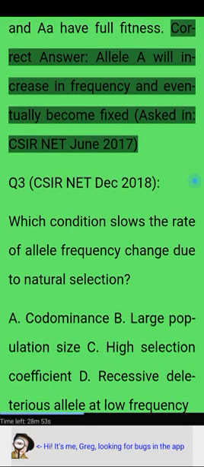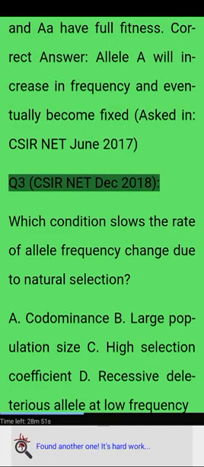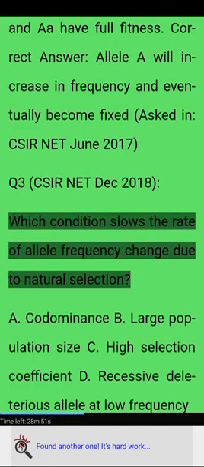Correct answer. Allele will increase in frequency and eventually become fixed. Asked in CSIRNet June 2017. Q3, CSIRNet Deck 2018. Which condition slows the rate of allele frequency change due to natural selection?